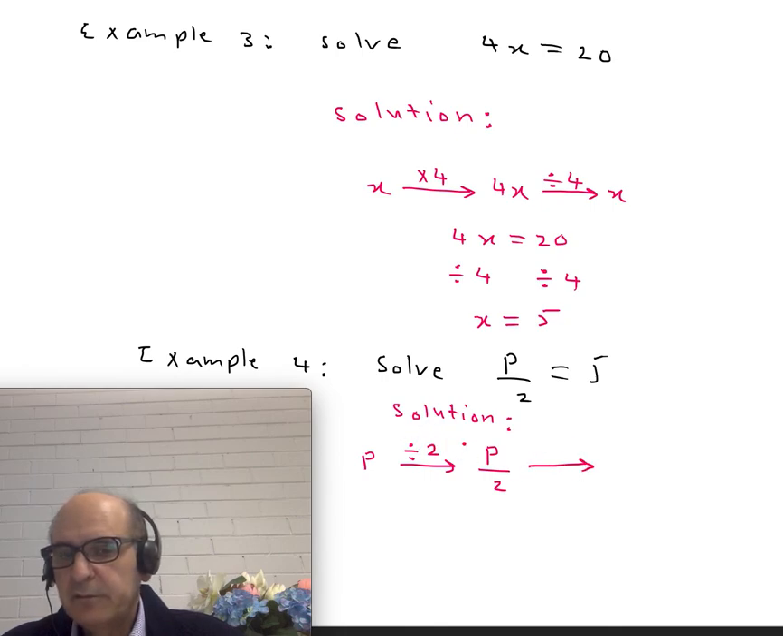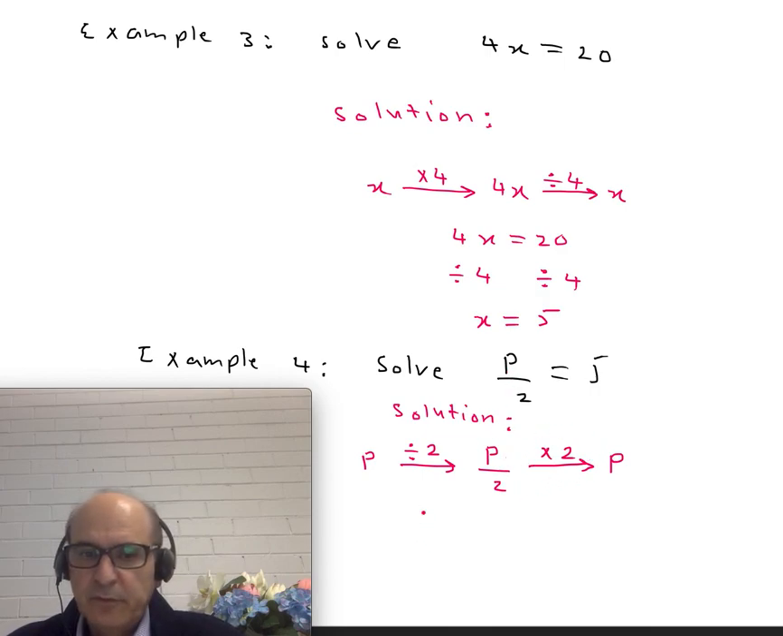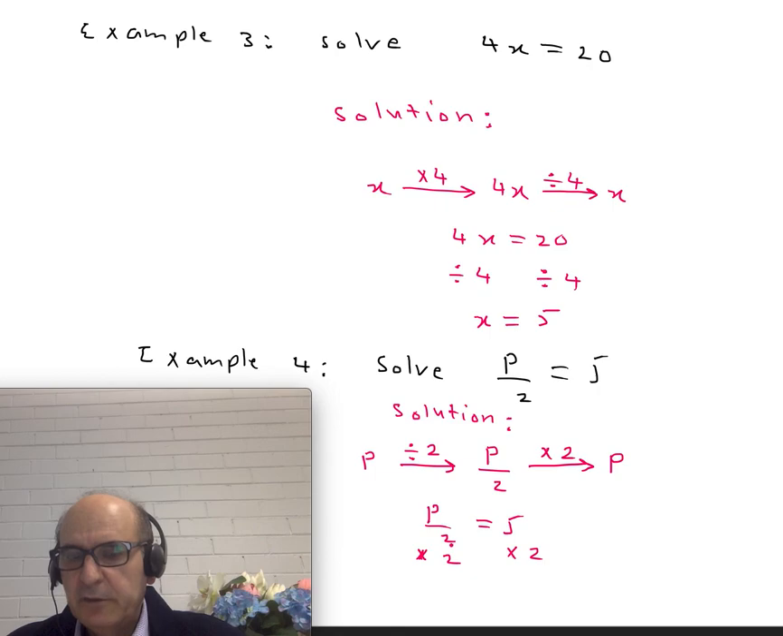Because we had divided by 2, we need to do the opposite operation, which is multiplying by 2. Now, if I did that, I end up with my original value of p. This informs me about the operation I need to do. So I write the equation again. That is the operation I need to do on both sides, which is multiplying by 2. And p divided by 2 and times by 2, they cancel out, and I end up with my original value of p, and 5 times 2 is 10.